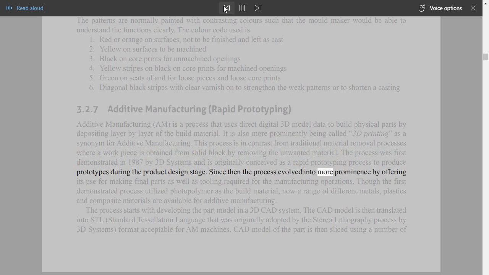Since then the process evolved into more prominence by offering its use for making final parts, as well as tooling required for the manufacturing operations. Though the first demonstrated process utilized photopolymer as the build material, now a range of different metals, plastics, and composite materials are available for additive manufacturing.